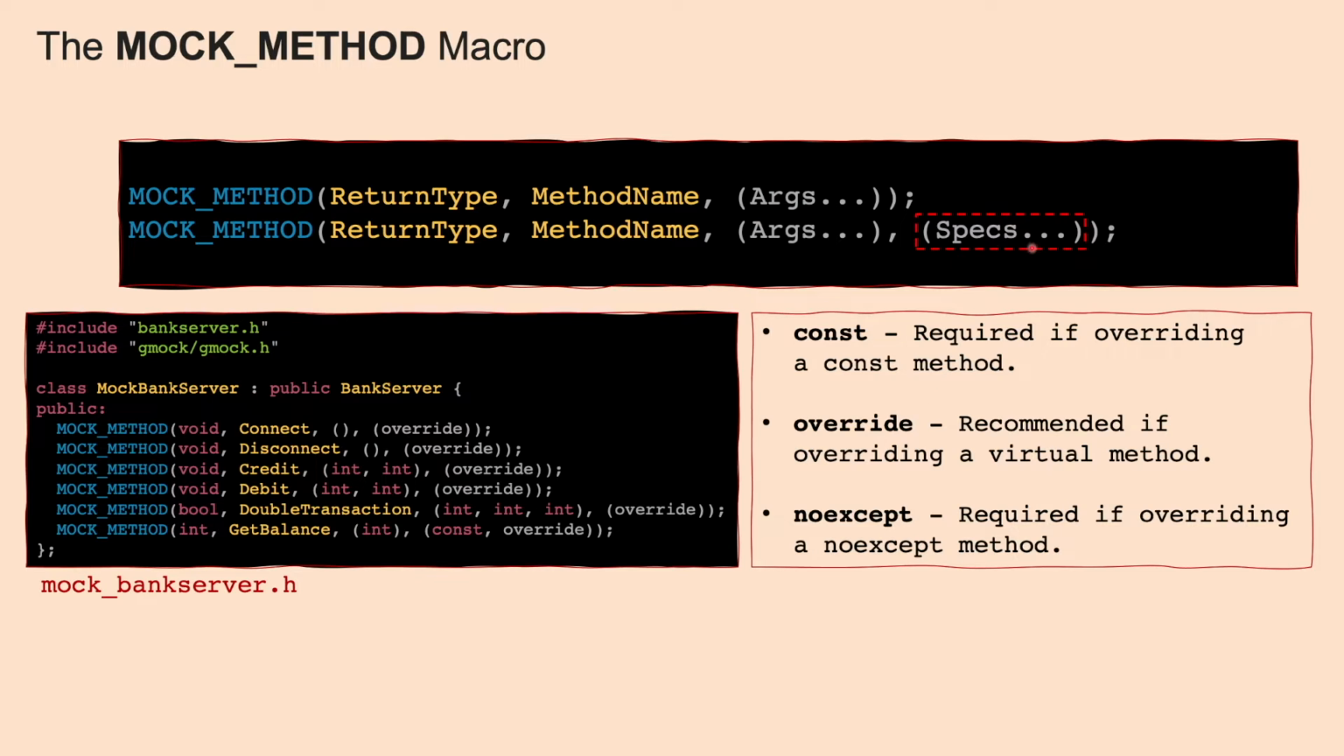And the last parameter is the specifications of your function, which can be const, override, or noexcept. These are C++ keywords which can specify extra information about your functions. For example, in this case, I'm saying my getBalance is a const function, is a const method, and it's an override of the parent class BankServer.